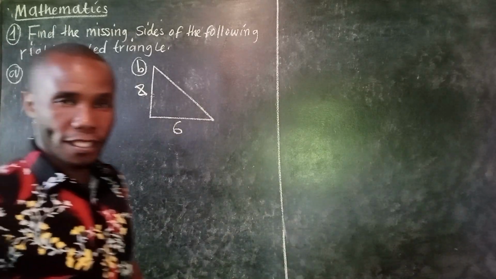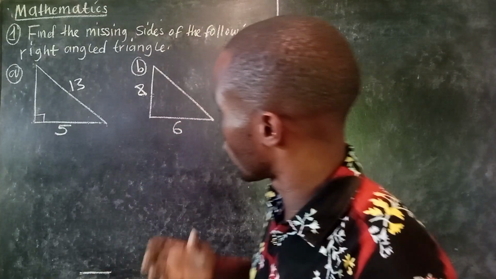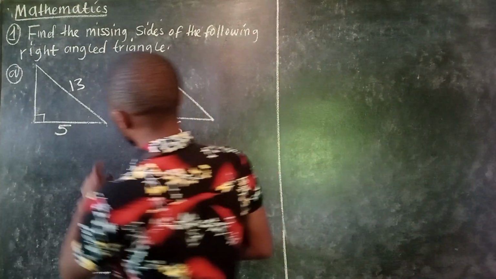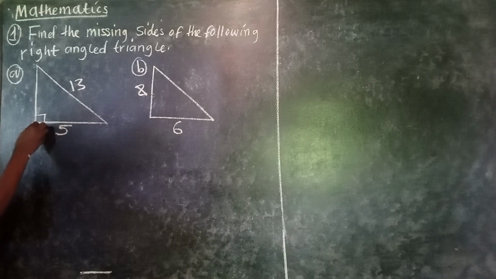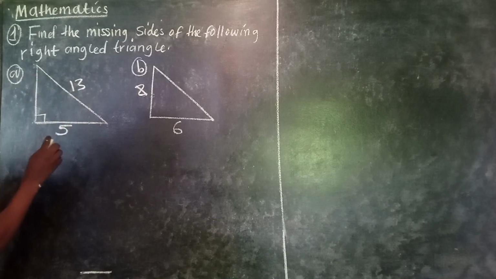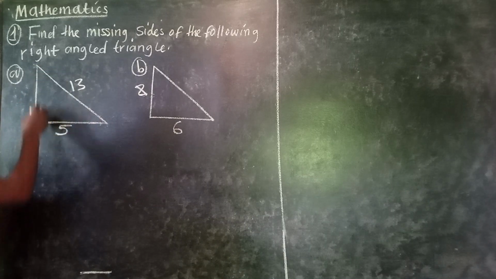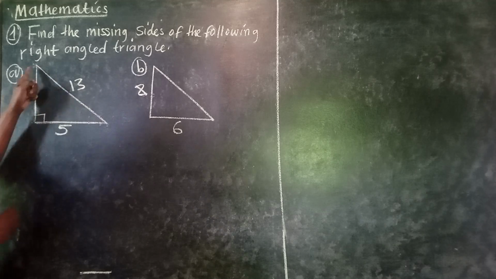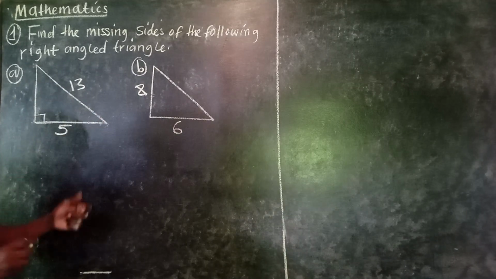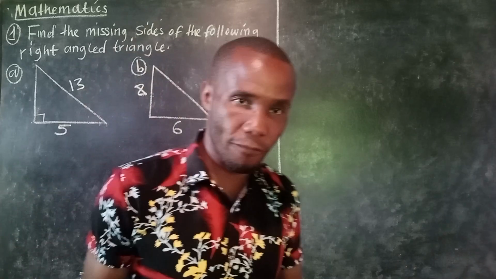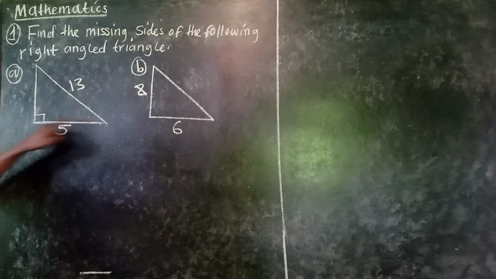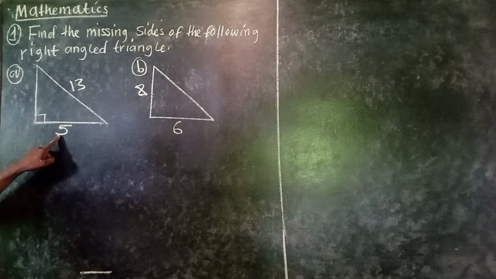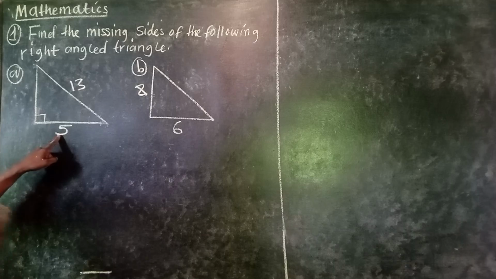Now, when using the method that I'm about to teach you, you need to consider the side which is not the hypotenuse. Either the opposite or the adjacent, but not the hypotenuse. So take the value which you are given. In this case, we are given 5, and this is our adjacent. So the value that we have is 5.